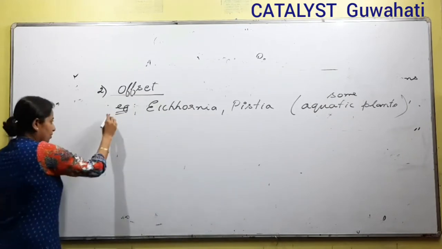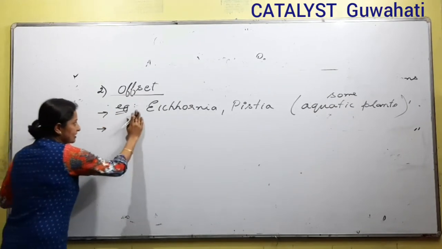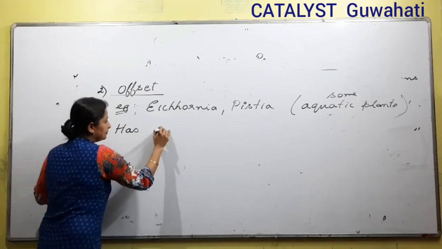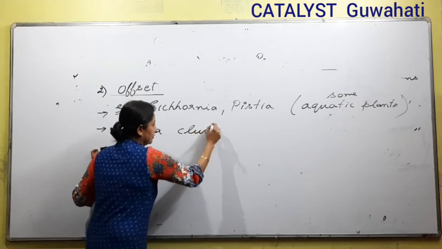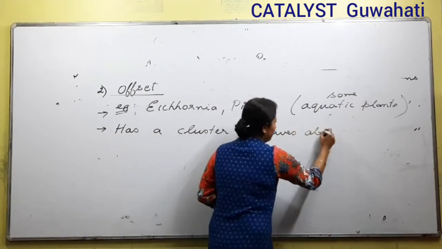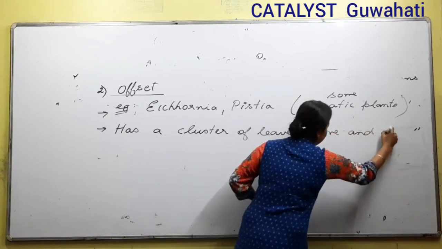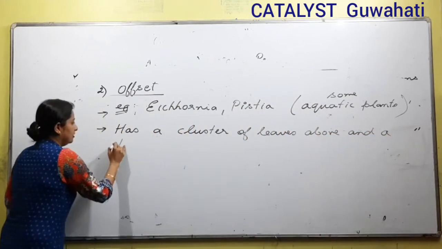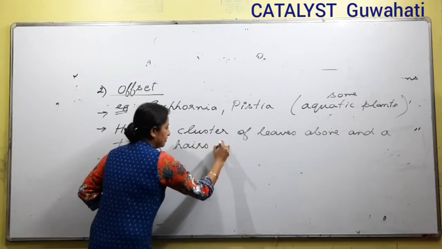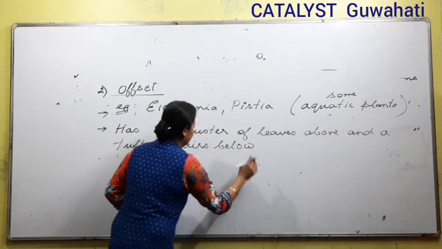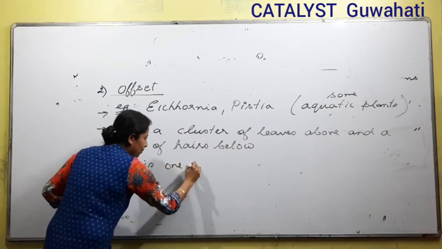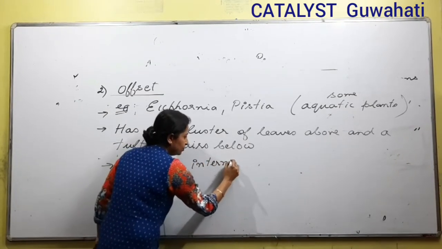Right? Important point about offset is this type of a stem has a cluster of leaves above and a tuft of hairs below. The third point is it is one internode long.